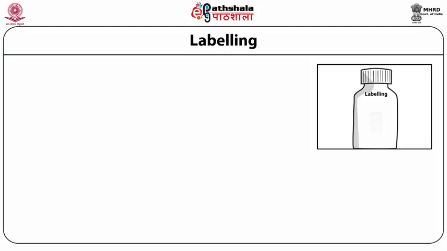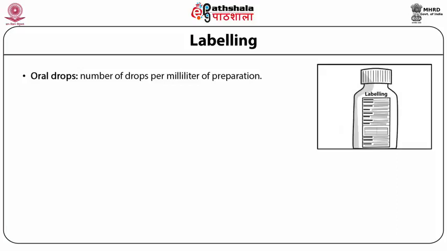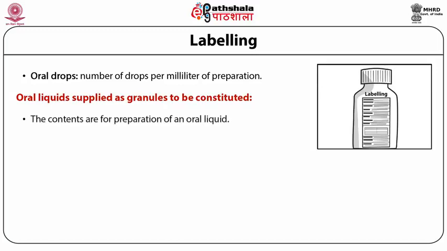Let us discuss the labeling requirements for monophasic liquids. For oral liquids specifically that are supplied as drops, the label states the number of drops per gram of preparation if the dose is stated in drops, or the number of drops per milliliter of preparation if the dose is stated in volume. For oral liquids supplied as granules or powders to be constituted before use, the label states that the contents are meant for preparation of an oral liquid.